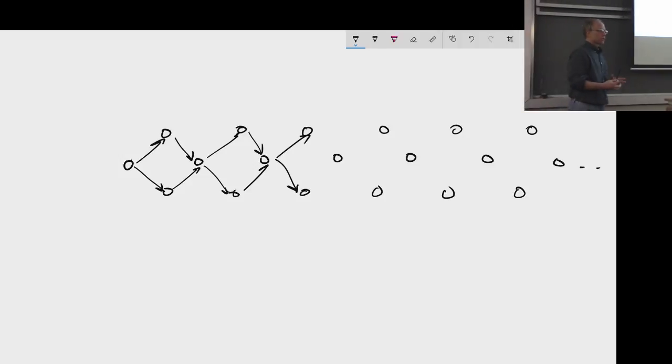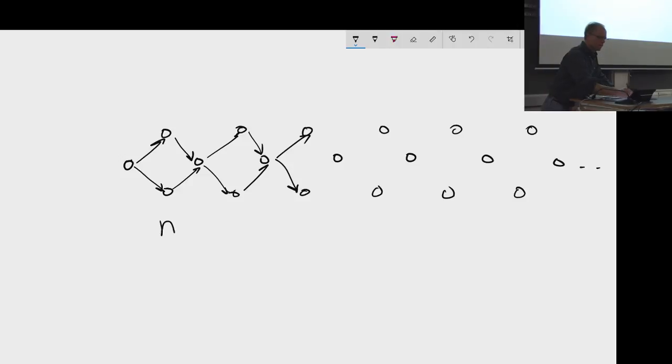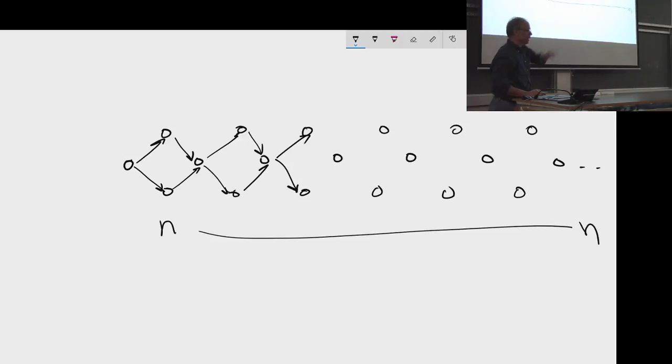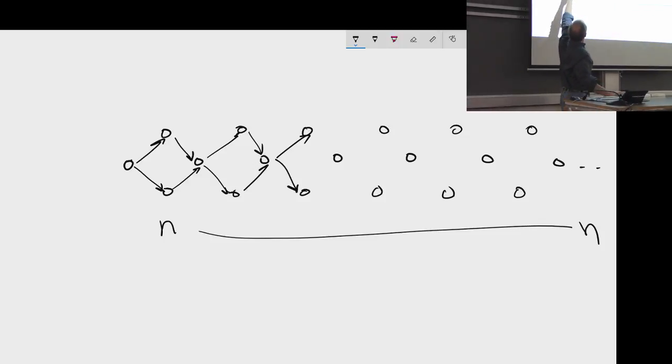How many paths are there through this graph? Suppose there are n of these little diamond things. How many paths are there from the source to the sink? 2 to the n. Okay? How many ways are there to get from there to there? 2. To get from here to here, it's 2 times 2.